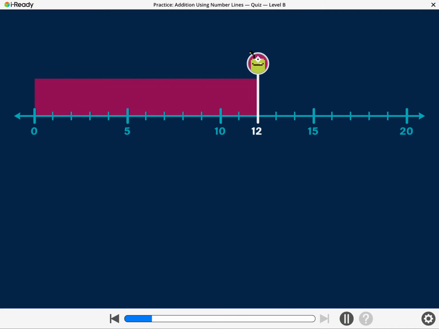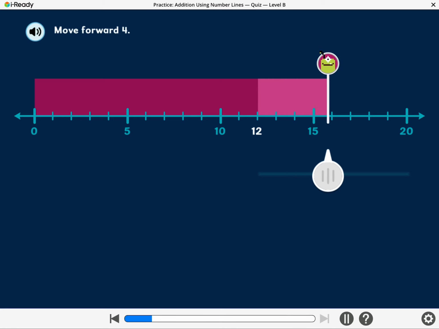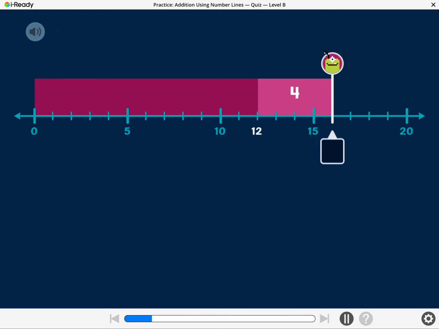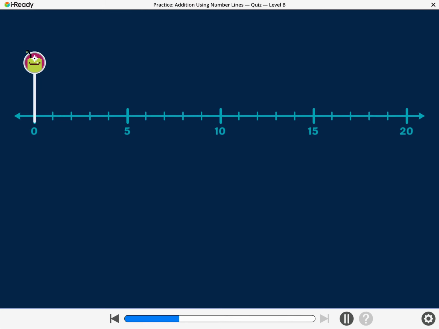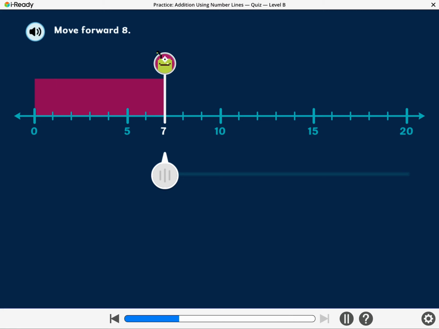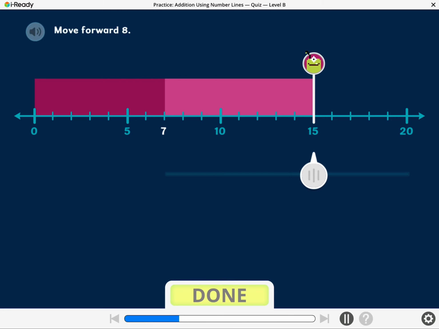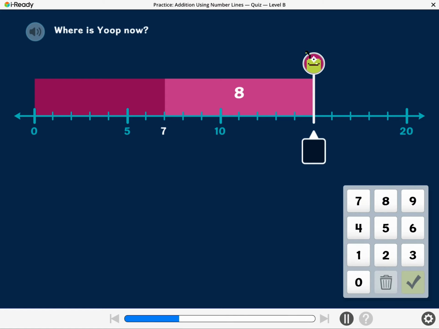Youp is at 12. Move forward 4. Where is Youp now? Youp is at 7. Move forward 8. Where is Youp now?